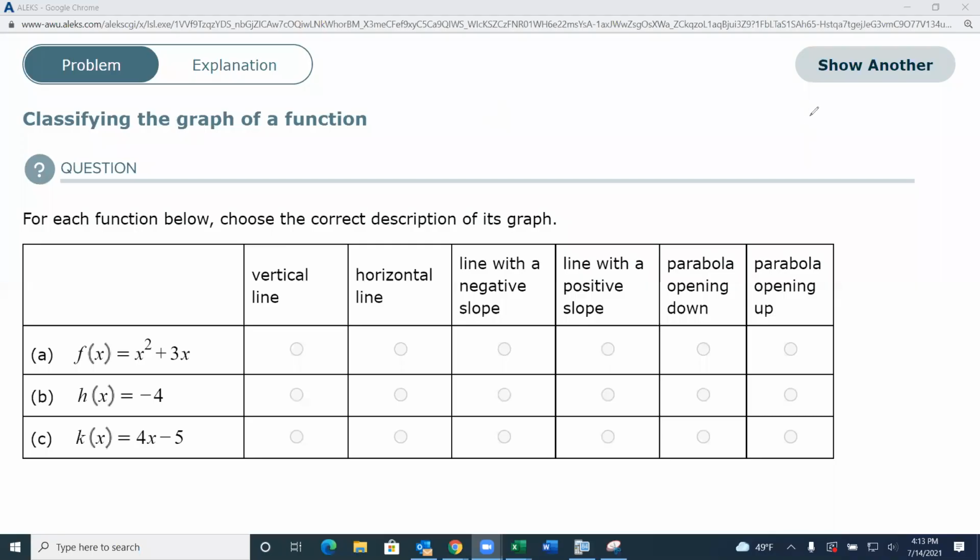Now on these, we get to classify the graph of the function. Which one is it going to be? Now, when the highest power of x is 2, that means it's quadratic. So it's looking like that or like that, one or the other. It will not be a straight line. Vertical lines are straight lines, horizontal lines are straight lines. So it won't be any of that. It'll have to be a parabola.